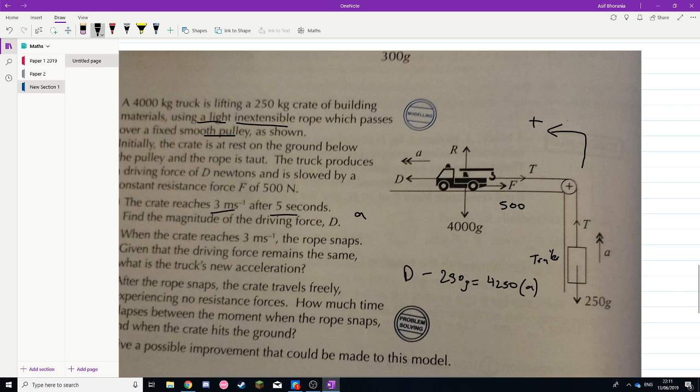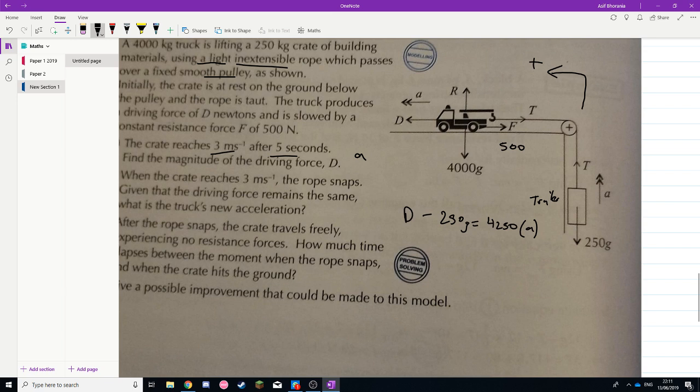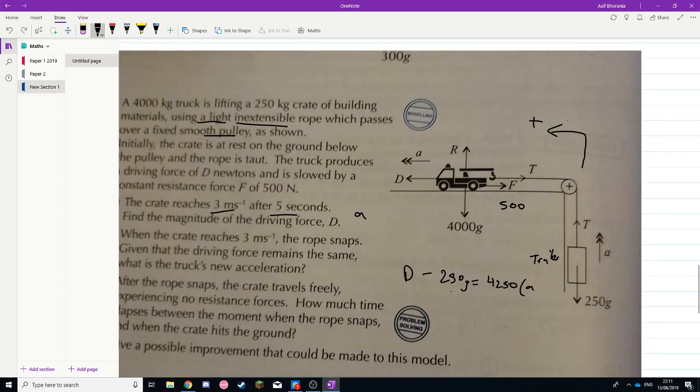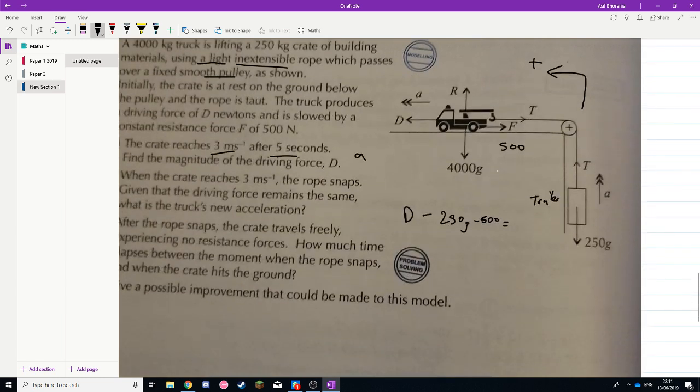When the rope snaps, this force D remains the same. Oh wait, I can't forget 500 minus 250 minus 500 is equal to that. When the rope snaps, the only forces now are D and 500, so D minus 500 is equal to 4,000 A. Work out A from there.